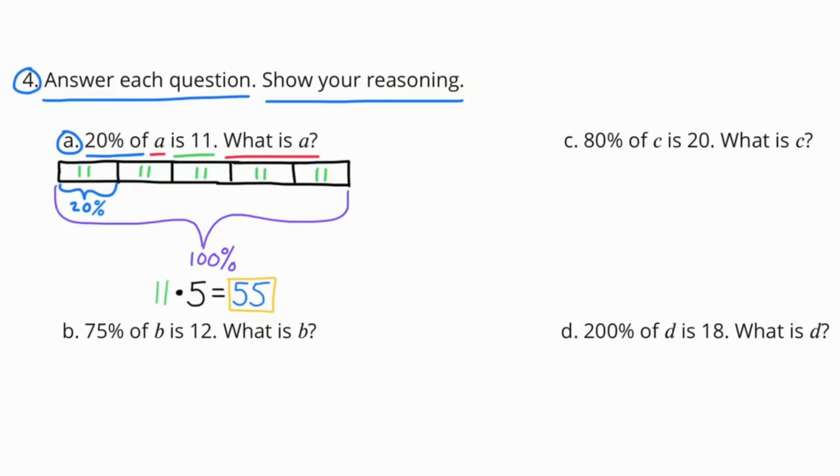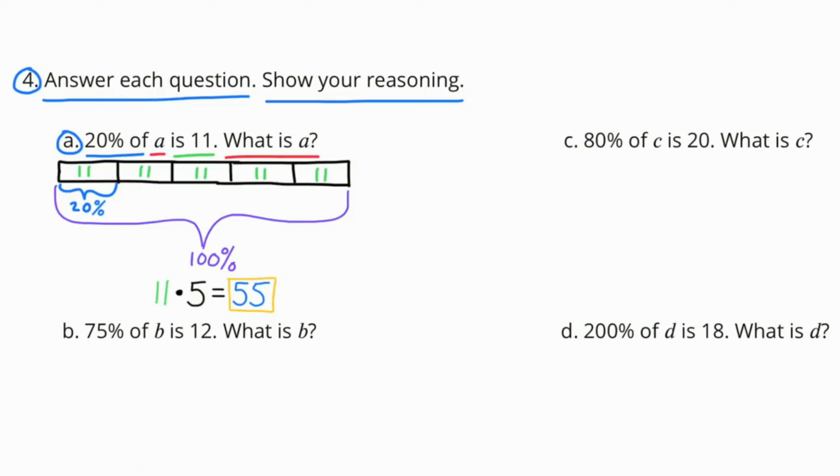Number 4. Answer each question. Show your reasoning. A. 20% of A is 11. What is A? Well, I know 20% goes into 100% 5 times. 20, 40, 60, 80, 100. That's 5 times. So 100% would include 5 sections, and each section would be worth 20%.